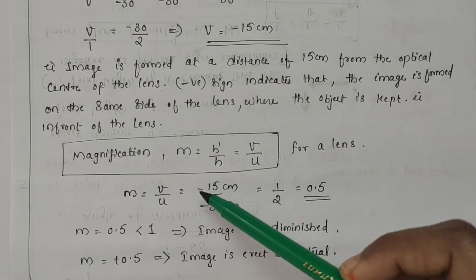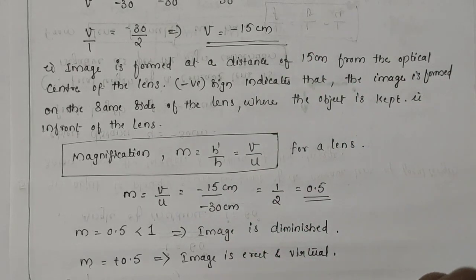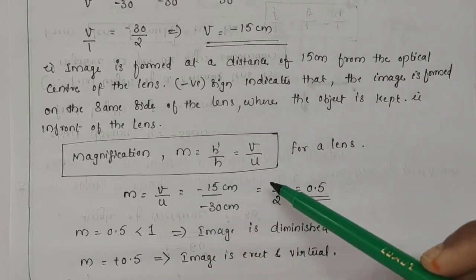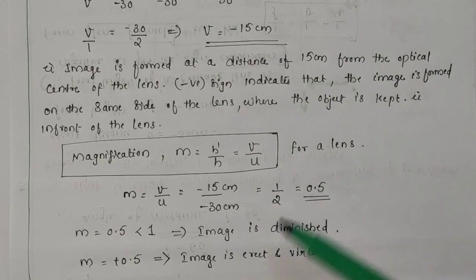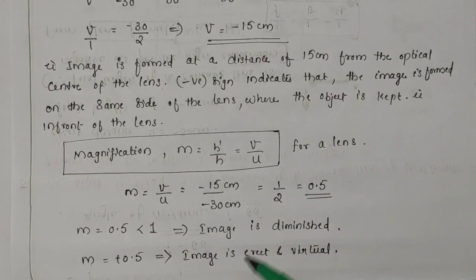What is v? Minus 15 centimeter. u, the object distance, is minus 30 centimeters. Minus divided by minus becomes plus. 15 by 30 becomes 1 by 2. 1 by 2 is 0.5. So we are getting magnification m as 0.5.